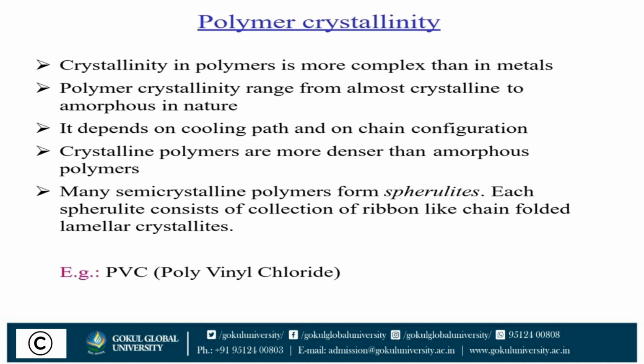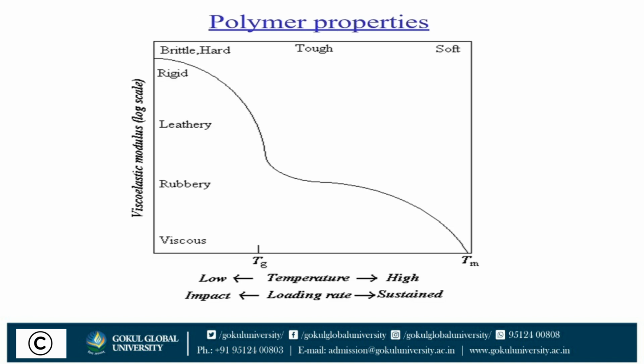Many crystalline or semi-crystalline polymers form spherulites. Each spherulite consists of a collection of ribbon-like chain-folded lamellar crystals, like PVC for example. You have to see in the diagram where the polymer is rigid, where it is rubbery and where it is viscous. When we decrease the temperature it may be rigid, and when we increase it, it may be in a viscous form.